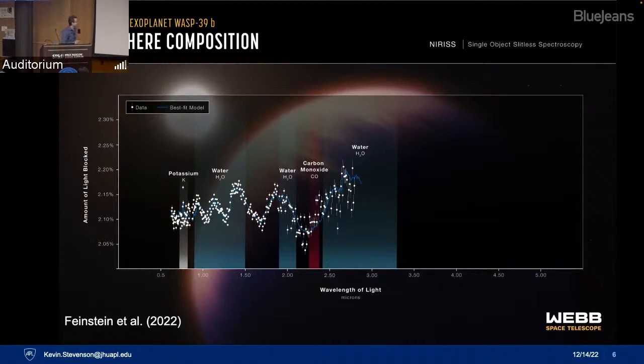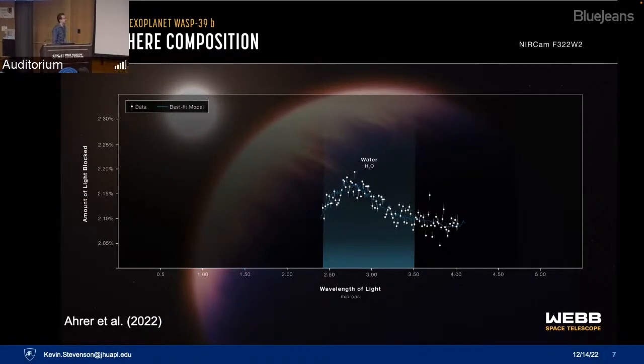Next, we have NIRCam's F322 double wide filter. And this may seem a little dull because we're only detecting water. But what's interesting about the spectrum is that we haven't detected methane. We would expect, given the equilibrium temperature of this planet, that we should detect that 3.3 micron methane feature. But we're not seeing that. In fact, it's been very difficult to see methane in any transiting exoplanet. And so what that's telling us is that there's probably something going on in the atmosphere, likely photochemistry, spoiler alert, that is removing the methane from the atmosphere and converting it into other species.